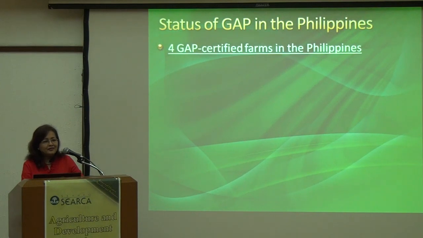There are, however, four GAP certified farms in the country. We talk about thousands of farms in our Asian neighbors which are GAP certified. Well, we have four in our country. And maybe we should clap our hands for these four farms. My God, despite all the efforts from the government, four farms.